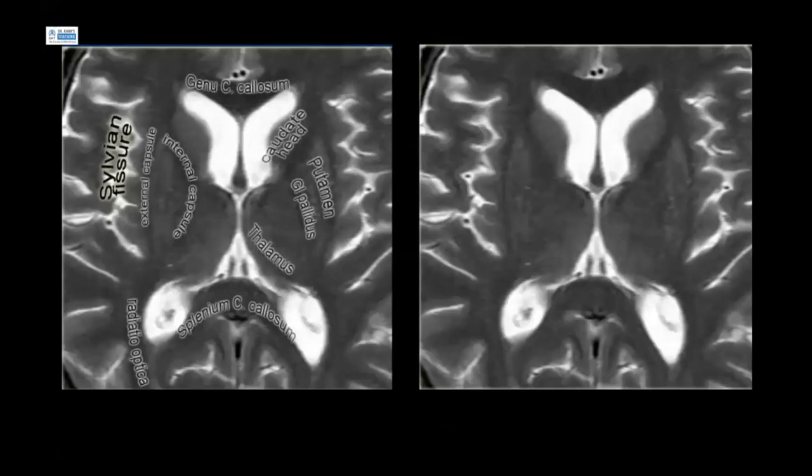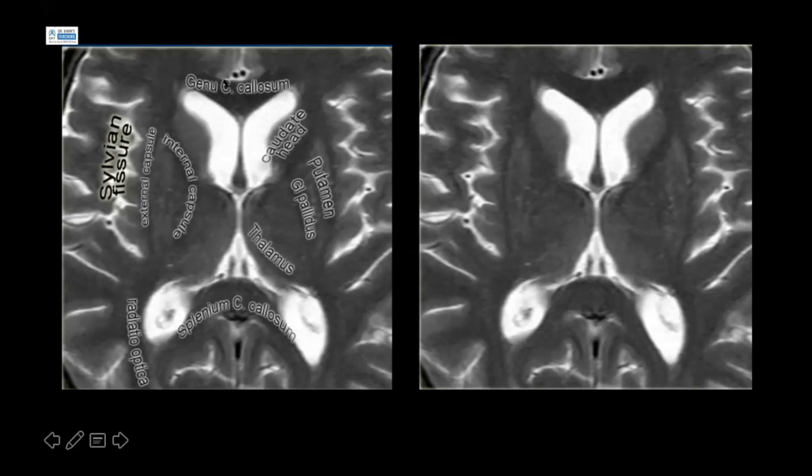So we're now just going to look again at the basal ganglia structures, and these slides are more for revision purposes. So we have the head of the caudate nucleus, the lentiform nucleus, so the putamen and the globus pallidus. The thalami lie in here. So internal capsule, external capsule, insular strip, and sylvian fissure.